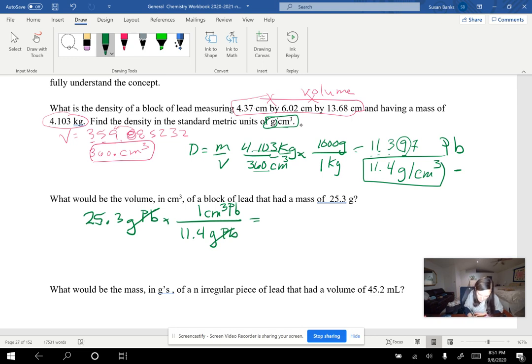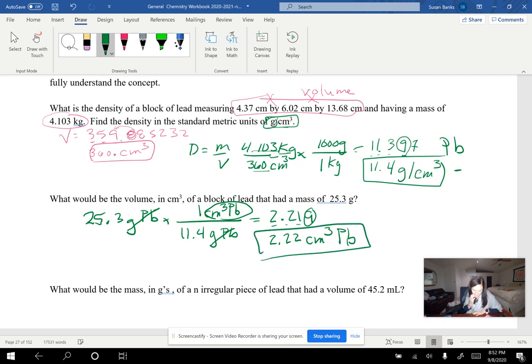So I'm going to take 25.3 and divide it by 11.4. And that will give me 2.219. I have 3 digits here, 3 digits here. So 1, 2, 3. That 9 tells me to round up. So 2.22 centimeters cubed of lead. That is the units I have left.